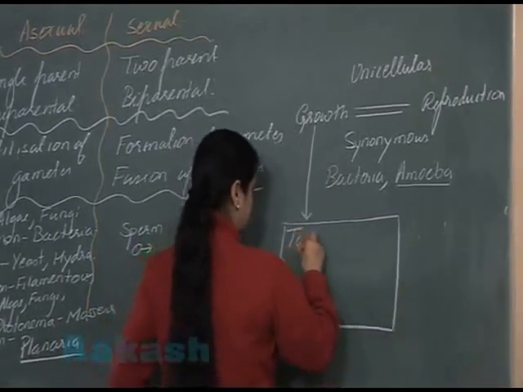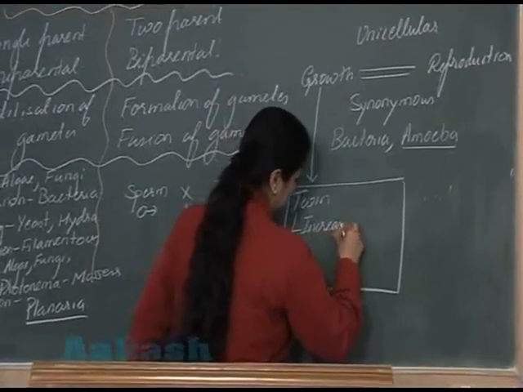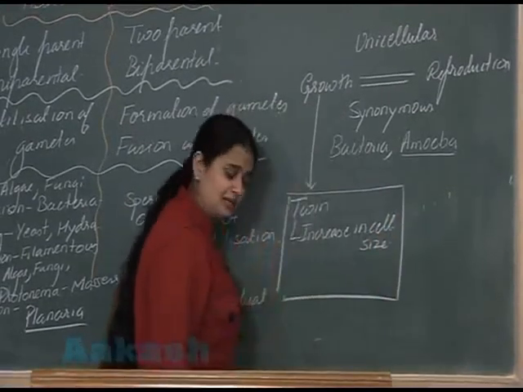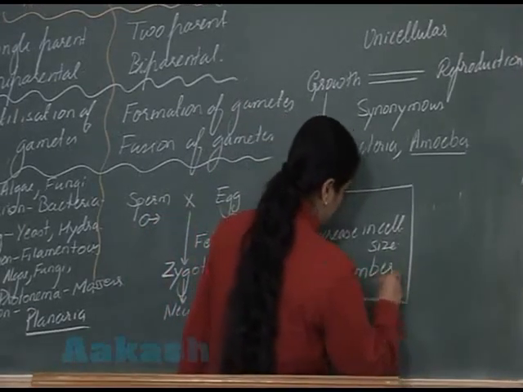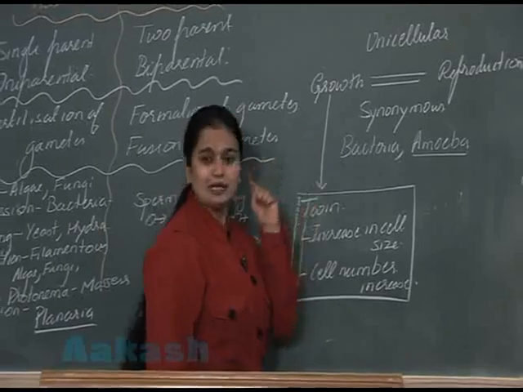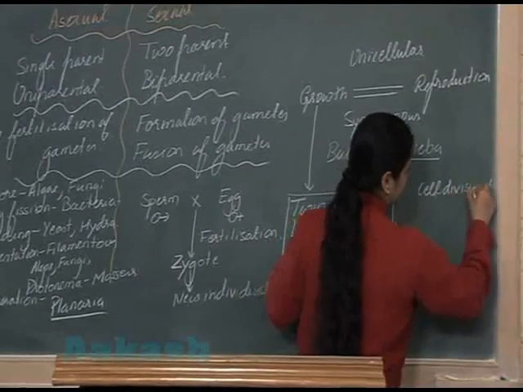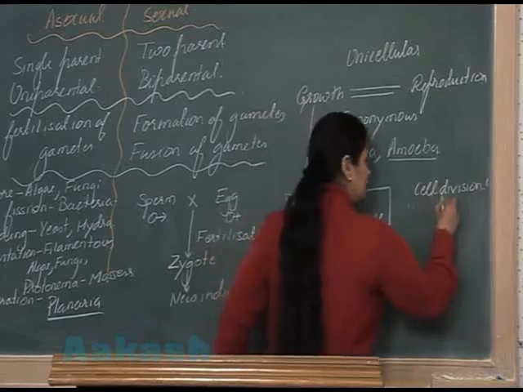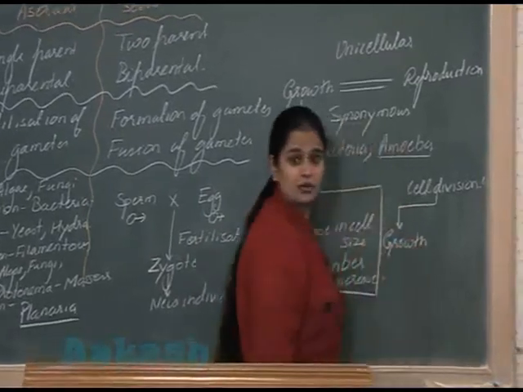Twin characteristics of growth. One is increase in cell size. Second, due to the cell division, there is increase in cell number. Now in this unicellular organism, when cell division occurs, it means it is resulting in growth, right?